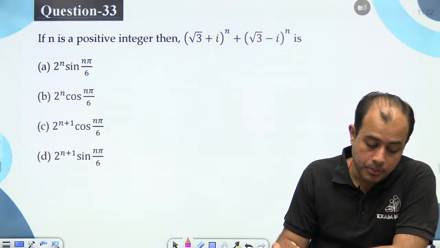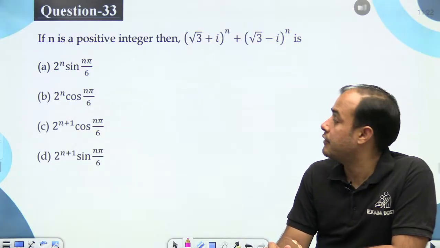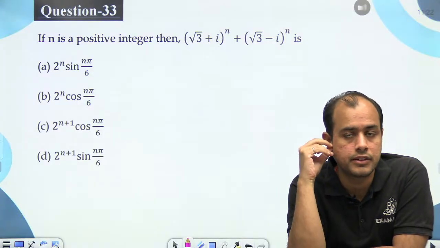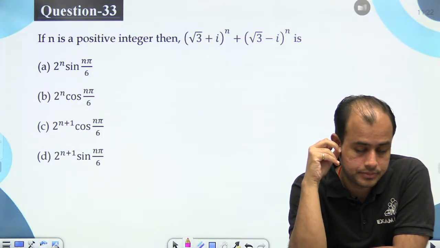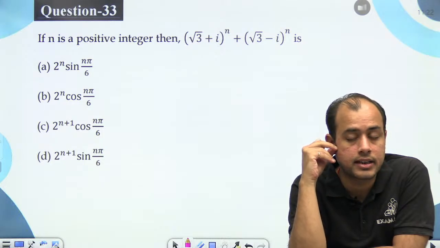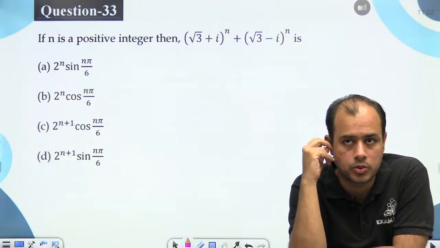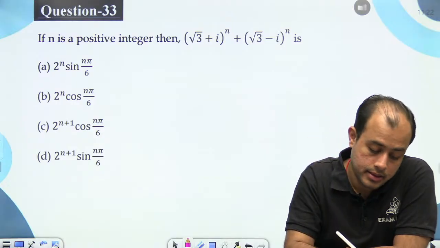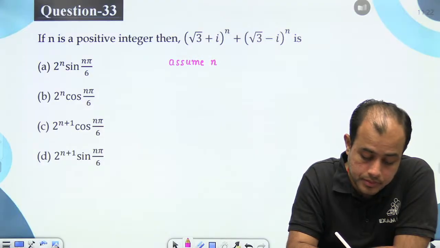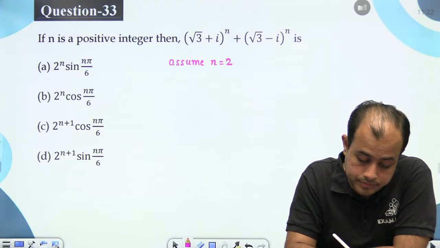चलिए, if n is a positive integer, then the value of this number. इस टाइप के क्वेश्चन में आपको क्या करना चाहिए? n का वैल्यू एज्यूम करके चलो. इस तरह के क्वेश्चन को कैसे क्रैक करोगे? एज्यूम n equal to 2.